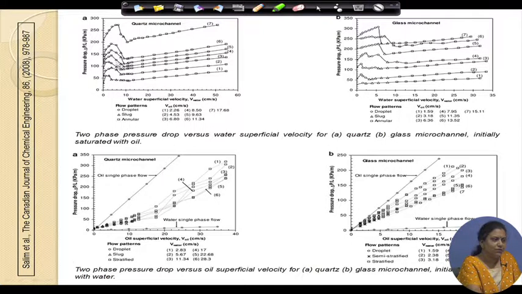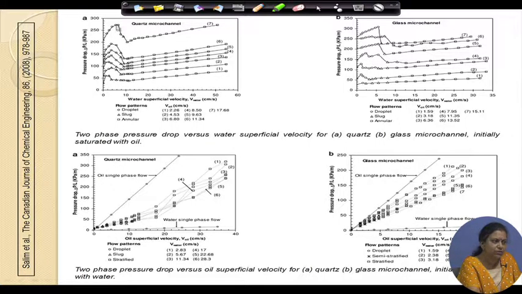Now, what do we observe in this case? We observe that when it is initially saturated with oil, for both quartz and glass microchannels, for very low values of water superficial velocity the pressure gradient increases with increase of water velocity, an expected result. And after some particular critical water velocity, which usually is less than 10 centimeters per second, we find that the pressure gradient actually falls instead of rising as we increase the water velocity.